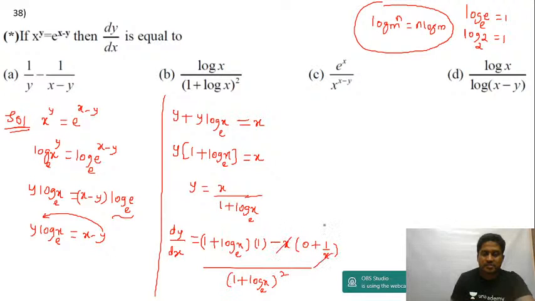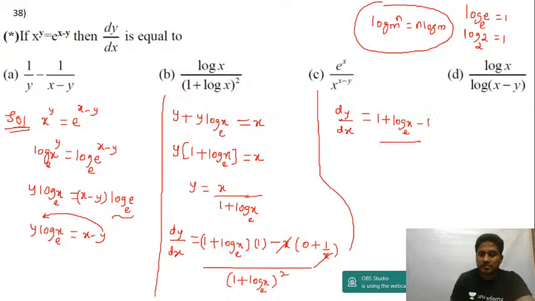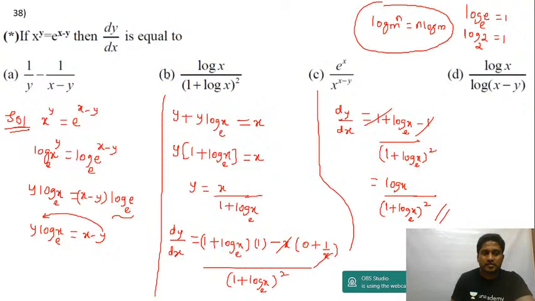Cancel this x and x as well. So I can write dy by dx is equal to 1 plus log x, understood as base e, minus 1, divided by 1 plus log x the whole square. The 1 and minus 1 will cancel. You will get dy by dx is equal to log x upon 1 plus log x the whole square. Answer is option B. Just use the quotient rule, you will get answer B. This is actually an NCERT exemplar exercise question.